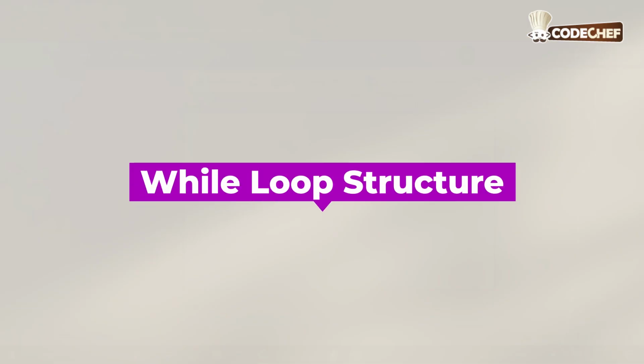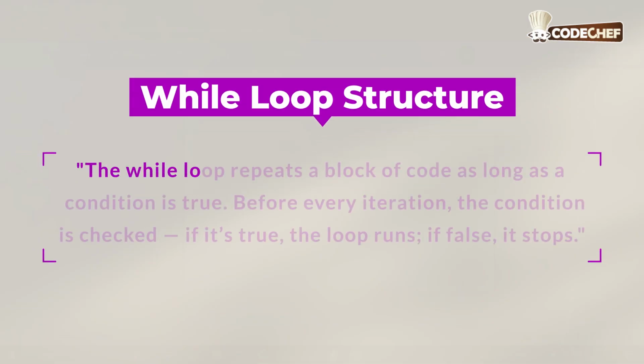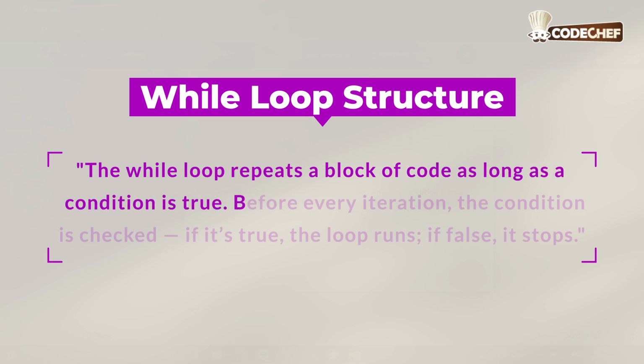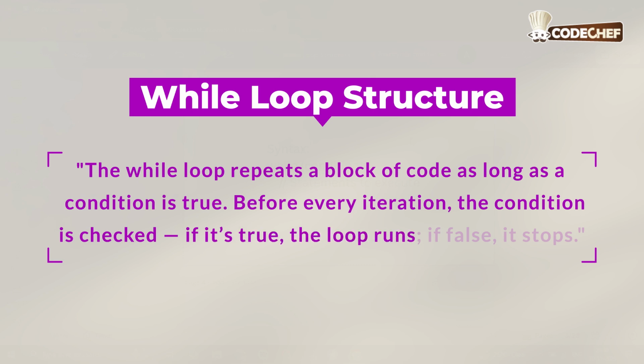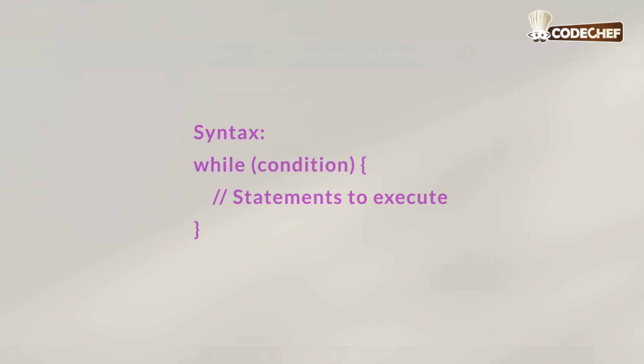Let's learn about the while loop. The while loop repeats a block of code as long as the condition is true. Before every iteration, the condition is checked. If it's true, the loop runs. If false, it stops. The syntax is while, condition, and the code.